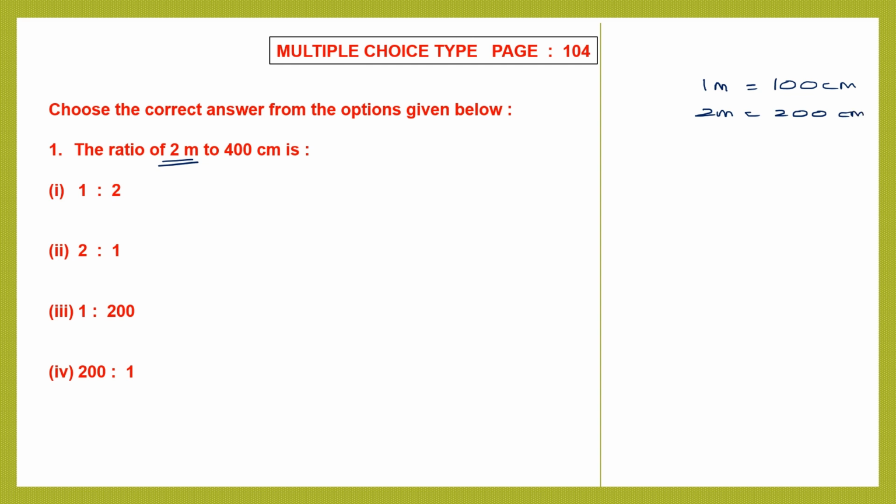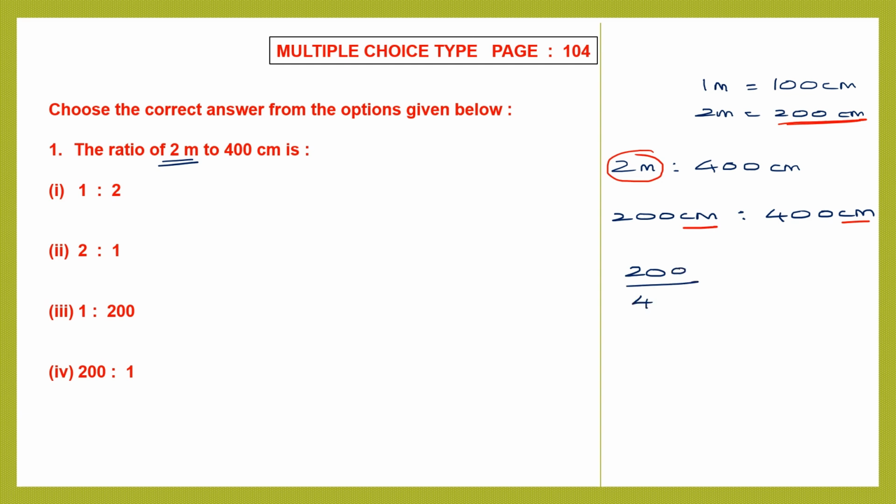So now can you see 2 meters is to 400 centimeters is the question. We have converted this 2 meters into 200 centimeters. So now let's write that. So this becomes 200 centimeters is to 400 centimeters. Now can you see the units are the same, both are in centimeters. Next step is to write it in the form of a fraction, 200 by 400. Now we can cancel the zeros. So there are 2 on top and 2 down.